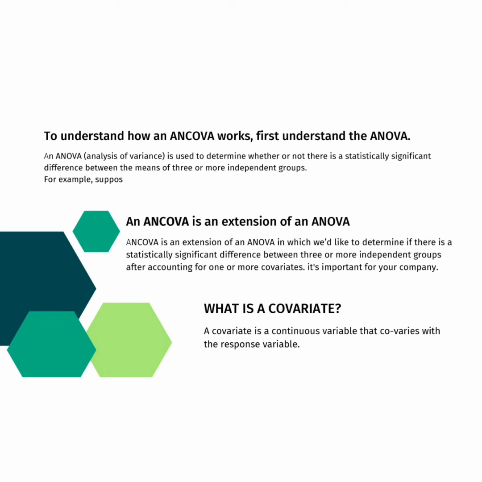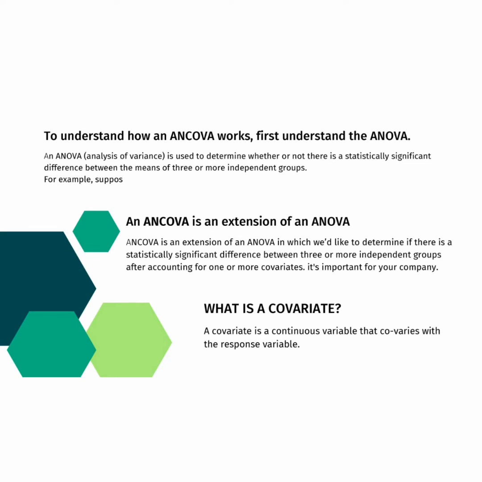An ANOVA, analysis of variance, is used to determine whether or not there is a statistically significant difference between the means of three or more independent groups. For example, suppose we want to know whether or not studying technique has an impact on exam scores for a class of students. We randomly split the class into three groups. Each group uses a different studying technique for 1 month to prepare for an exam. At the end of the month, all of the students take the same exam.